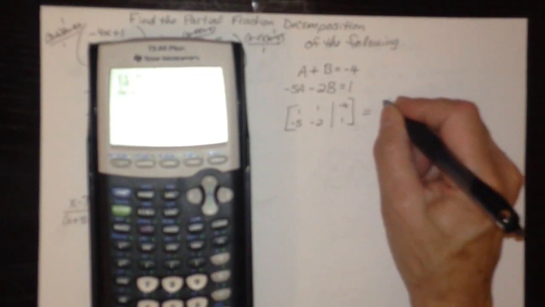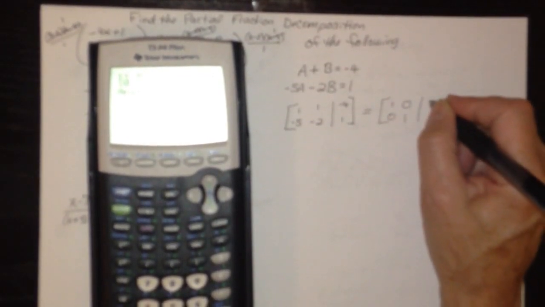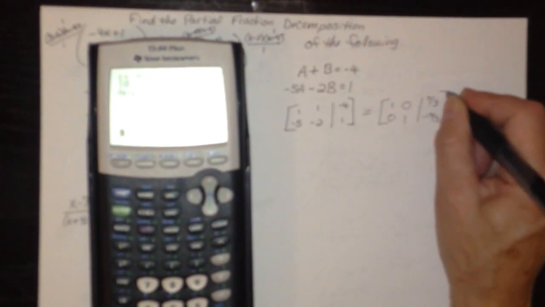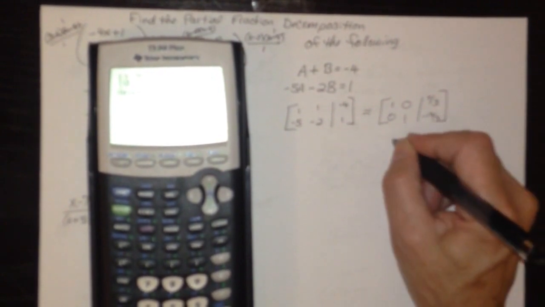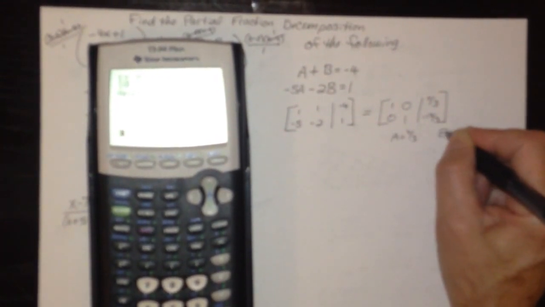And it's going to tell me that the answer here, after it's solved, is 7 over 3 and negative 19 over 3. This is my answer. My A is equal to 7 over 3, and my B is negative 19 over 3.